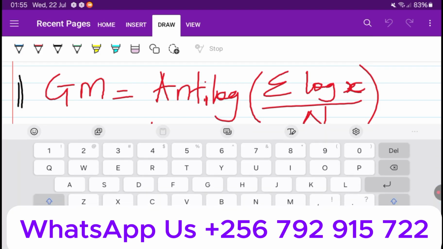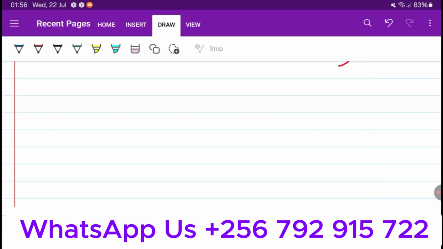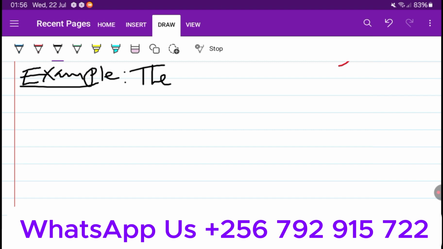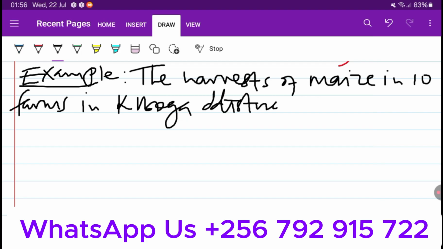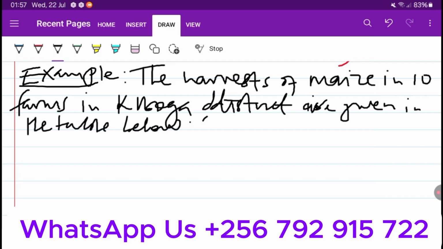Let's look at the simulation example. Let's say that the harvests of maize in 10 farms in Chiboga district are given in the table below. Calculate the geometric mean.